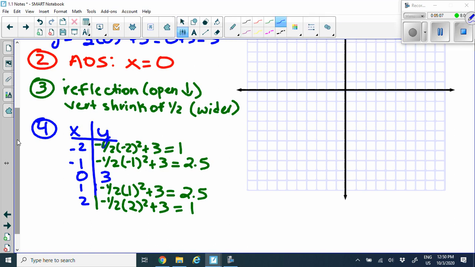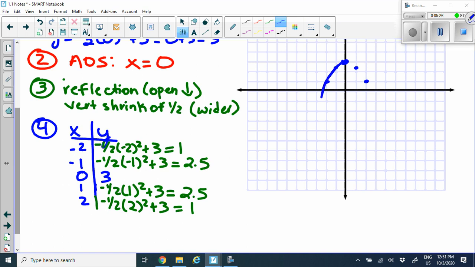Okay, now let's go ahead and graph these points. So we have 0, 1, 2, 3. Now remember, which way are we going to open? It should open down. So I could go to -1 and +1, go up 1, 2.5, and then 2, 1, and -2, 1.